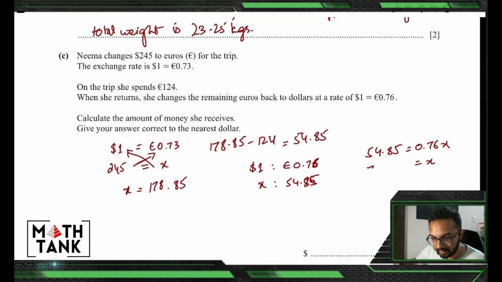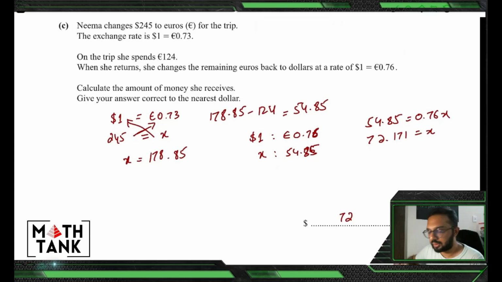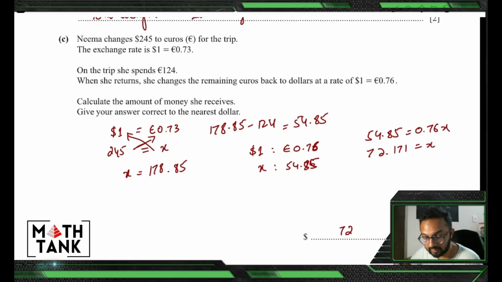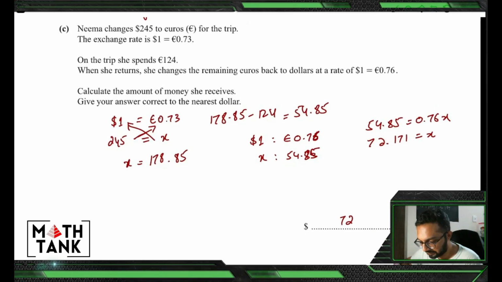And that gives me 72.171. So they asked for the nearest dollar. So I'm going to say that the nearest dollar is 72. So that's how much she ends up getting for her money back. So she took $245, ended up back with $72.